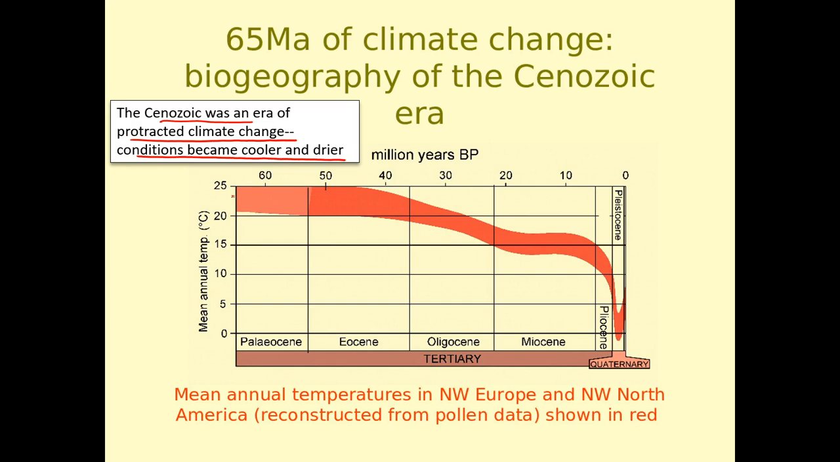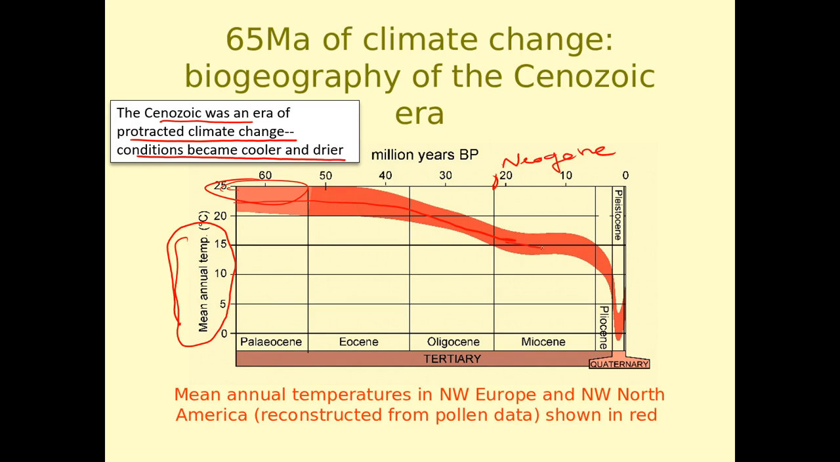So this is mean annual temperature shown right here. And you can see that around the Paleocene, things were maybe like 25 degrees Celsius, pretty warm. Right now, the average is maybe something close to 15. And you can see that things were, like I said, becoming cooler and drier through the Eocene, Oligocene, and now into the, right, this right here is going to be the Neogene period.